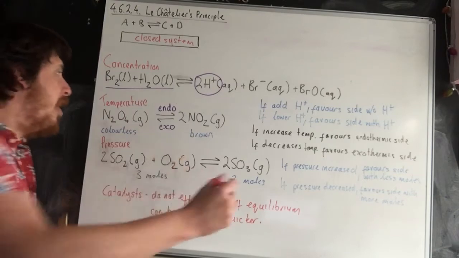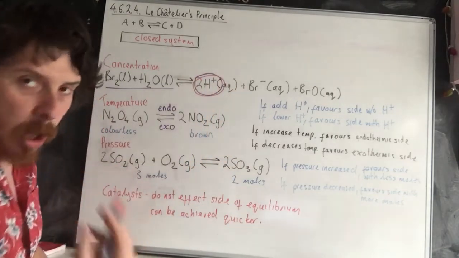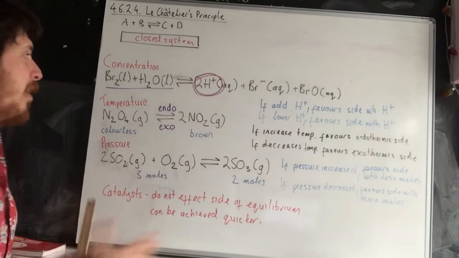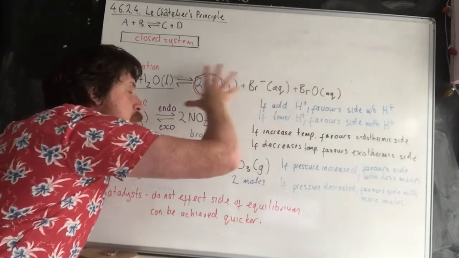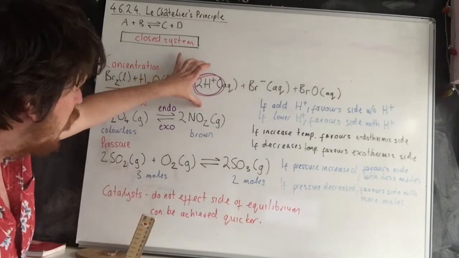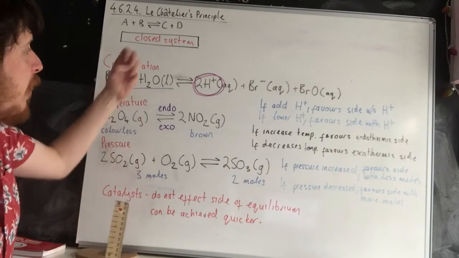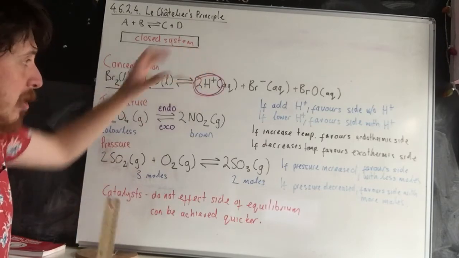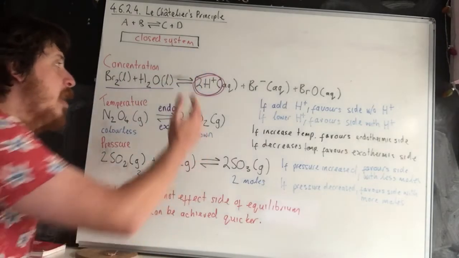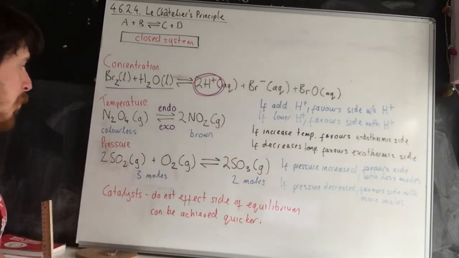On the other hand, if you take some hydrogen ions out, so you lower the amount of hydrogen ions, then it'll start reproducing more of this in order to counteract that change. So if you reduce the amount of hydrogen ions, then it'll start making more products. We say it favours the side with the hydrogen ions in this instance, so the equilibrium has shifted to the right in that example.